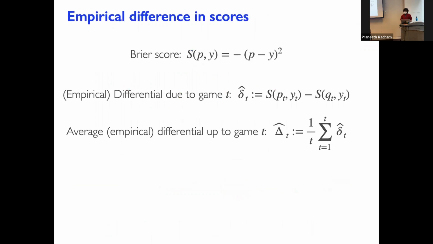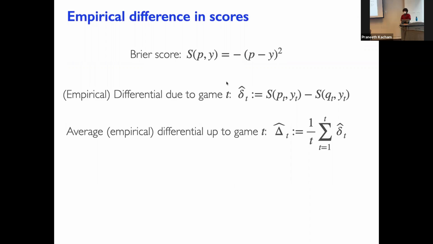Okay. So one natural way in which you might want to compare the forecasters, you choose a scoring rule like the Brier score, is to look at the difference in their Brier scores, how well they're doing. So you can look at the empirical difference due to game T, and that's just S of P_T Y_T minus S of Q_T Y_T. So those are the two different forecasters making it, and we compare to the actual outcome. The hat there is because it's the empirical difference. I can actually calculate this quantity using the data that's available to me, which are the forecasts and the outcomes. That's what the hat is signifying. And then you can average this.